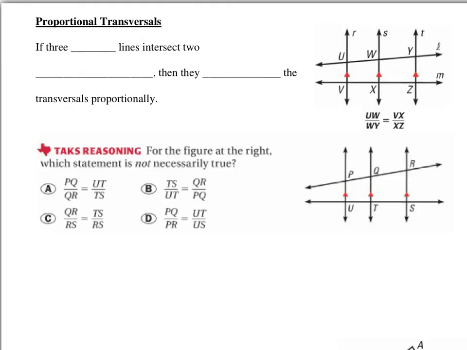Proportional transversals are now, if we don't have a triangle, but we still have these parallel lines going through our figure, we can still set up some different proportions. So if three parallel lines intersect two transversals, then they divide the transversals proportionally. Remember, the transversals are like the lines L and line M. So if you notice the different pieces that they set up, so UW over YW is equal to VX over XZ. So it's similar to if it was a triangle, but it doesn't make a triangle, but you can still pick out the different pieces.